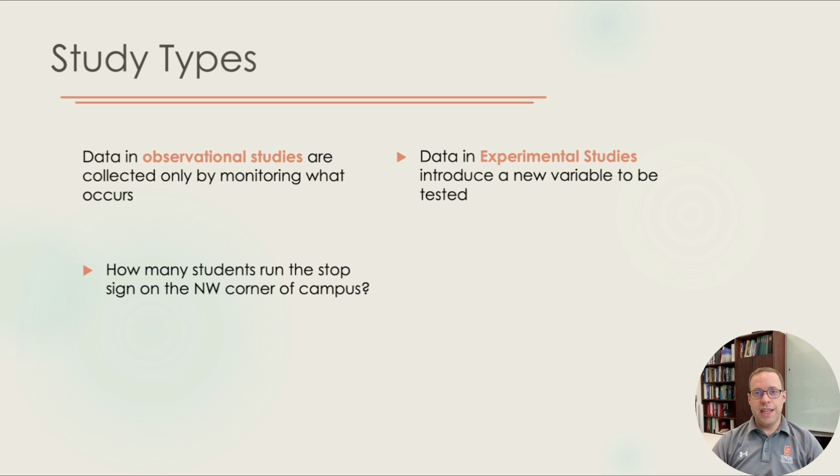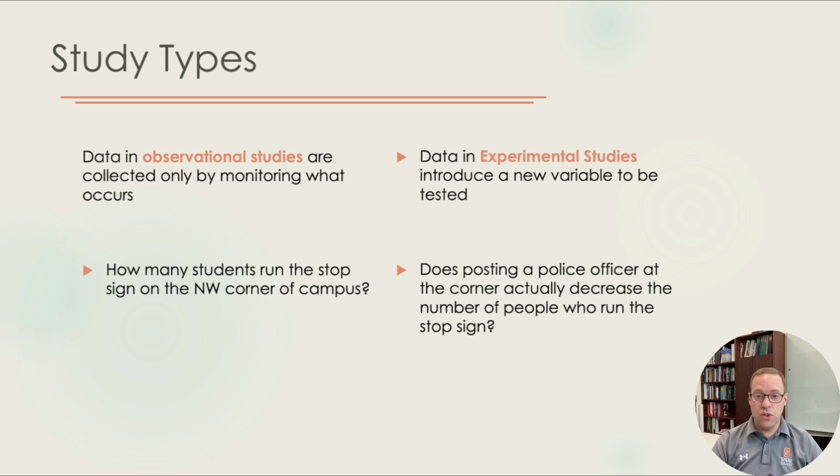The example we used is we want to know how many students run a stop sign on the northwest corner of campus. Well, with experimental studies, what we're doing now is we are introducing a new variable that is going to be tested. We want to know, if I introduce this new variable, will it affect the observations? So, using the example of running stop signs on the northwest corner of campus, we might change that to, does posting a police officer at the northwest corner of campus decrease the number of people who run stop signs?